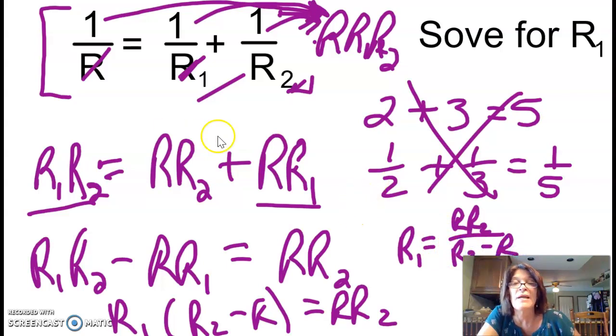Okay, again, there's a lot going on here with these rational equations, and you just have to be careful. Don't do the common mistake of just flipping. Multiply everything by the common denominator. That'll clear your denominators. In this case, I had to get all my terms that had an R1 on one side and then factor out and divide.